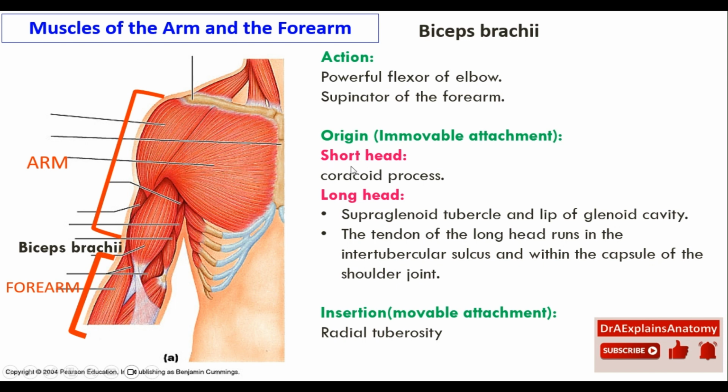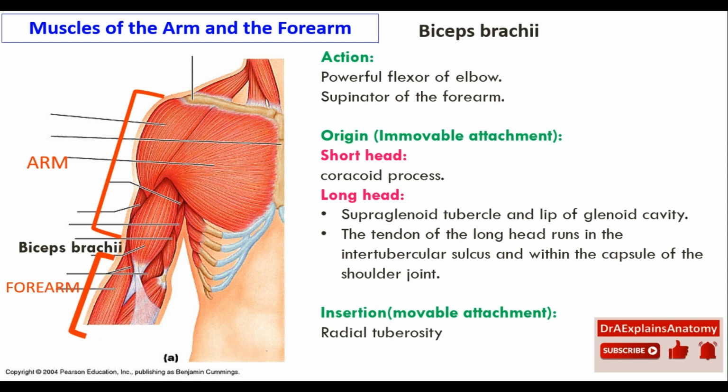The origin of the short head is the coracoid process, which is a structure on the scapula. The origin of the long head is the supraglenoid tubercle and the lip of the glenoid cavity. The glenoid cavity is a structure on the scapula. Also, the tendon of the long head runs in the intertubercular sulcus, also called the intertubercular groove, and within the capsule of the shoulder joint.